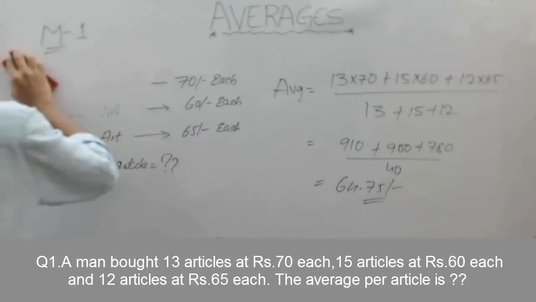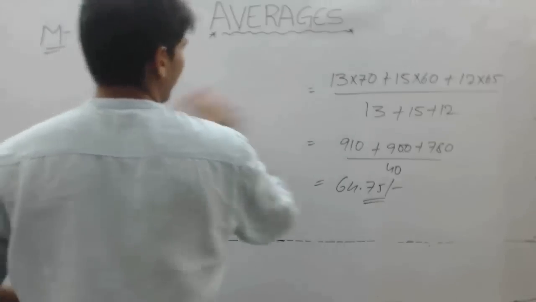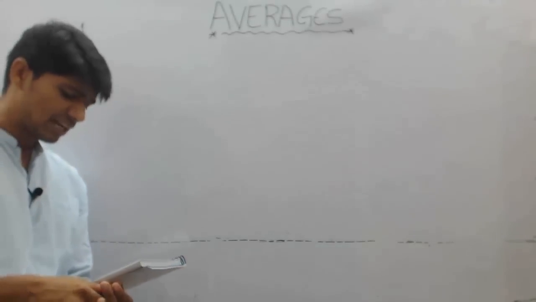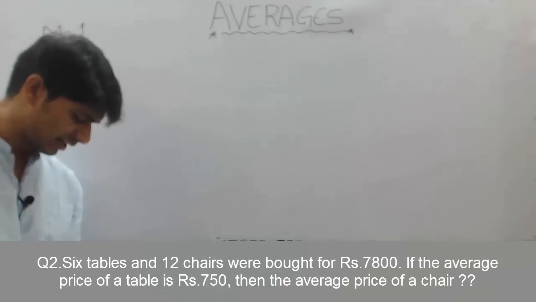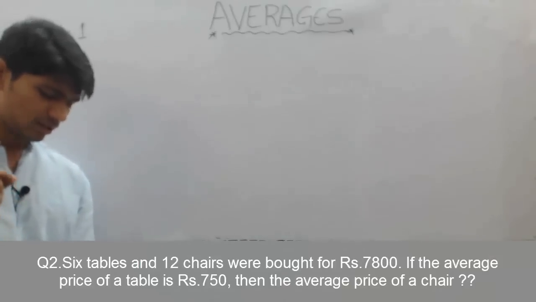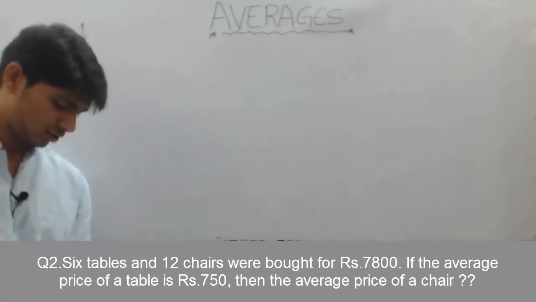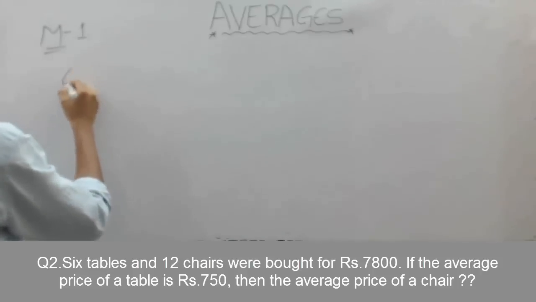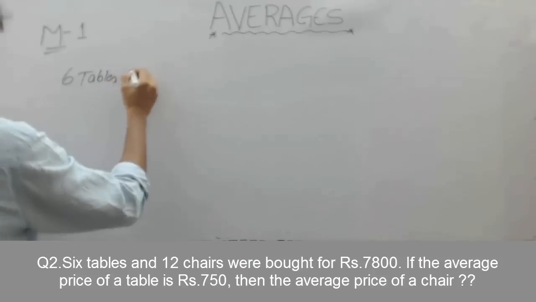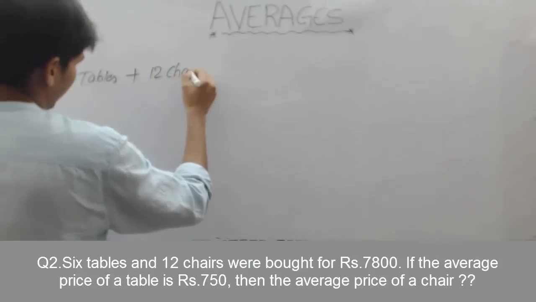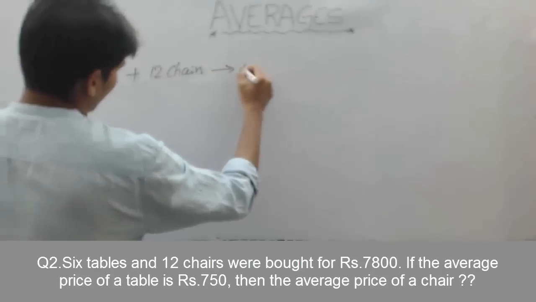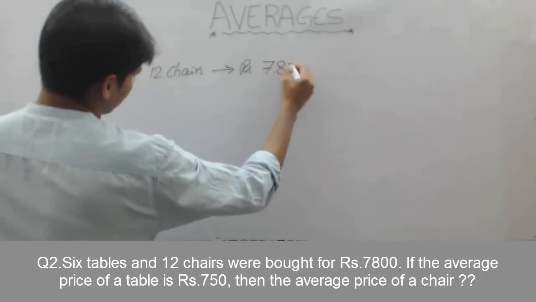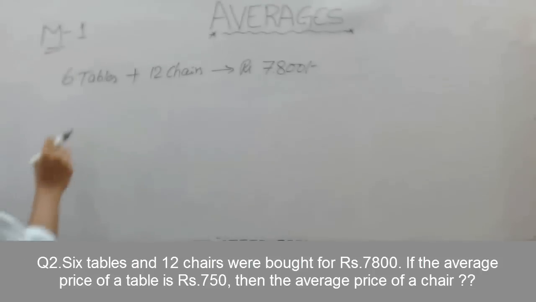Which is also based on the formula again. Here a man purchased 6 tables and 12 chairs at rupees 7,800. The average price of a table is rupees 750, and we need to find the average price of a chair. Here he has given that a man has bought 6 tables plus 12 chairs at a cost of rupees 7,800.